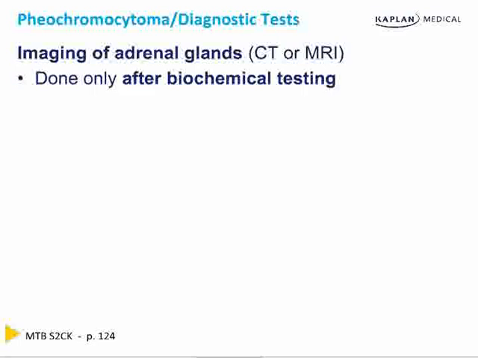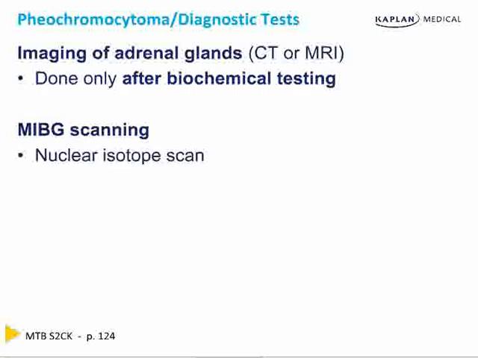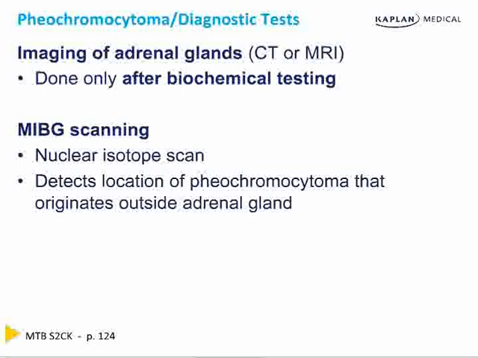Now, 10% are outside the adrenals. How would we find it? How do you find a pheochromocytoma that's not on that adrenal scan? Well, we have a specialized test that picks up occult pockets of enterochromaffin-like tissue. That's an MIBG scan, the abbreviation of which I don't want you to know. What does it stand for? It's a nuclear isotope scan, and it detects the location of pheochromocytoma that's outside the adrenal gland.